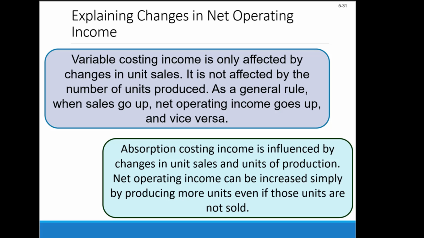But absorption costing, on the other hand, is influenced by changes in both the volume of sales and the volume of production. So net income really could be increased just by producing more units, even if those units are not sold. In other words, we could decrease the unit cost under absorption costing by producing more units for that fixed overhead to be spread out over. So essentially, we could manipulate our income measure under absorption costing just by changing the level of production. So that's something for stakeholders to be aware of if they're looking at a firm's income statement.